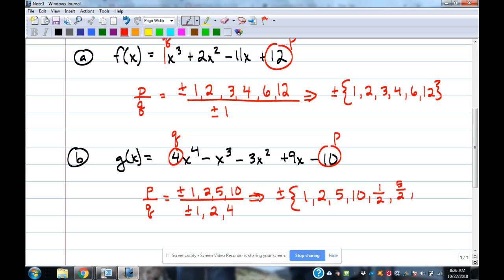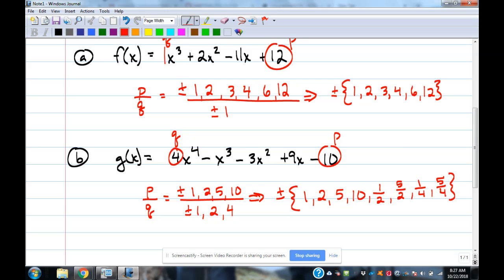Right? Then we divide by 4. 1 divided by 4, we definitely don't have that listed yet. And then 2 divided by 4 is 1/2. We've already got that listed, so we don't have to do it again. 5 divided by 4, we don't have that listed. 10 divided by 4? 5 over 2. We've already got that listed. So this list is a little longer. We've got 1, 2, 3, 4, 5, 6, 7, 8, 16 possible rational zeros for that one.